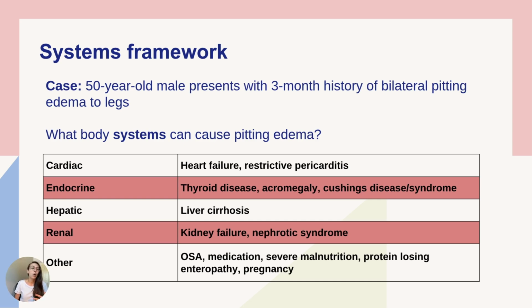So, four key ones that I like to think through are the cardiac, endocrine, hepatic, and renal. And then that other bucket is really for things that don't fully fit, but there's some other random diagnoses that you wouldn't want to miss.